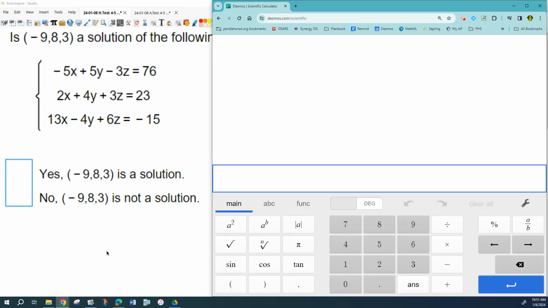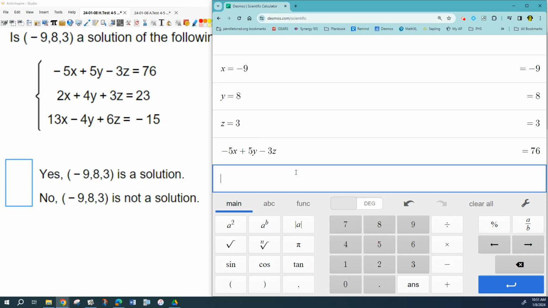Okay, so in Desmos Scientific, I would just type x equals negative 9, enter. Now it's in. I type y equals 8, enter. z equals 3, enter. And now if I type that expression on the left side, negative 5x plus 5y minus 3z, it calculates what that value would be with the values of x, y, and z that I already entered. Okay, it tells me 76. So that one would check.